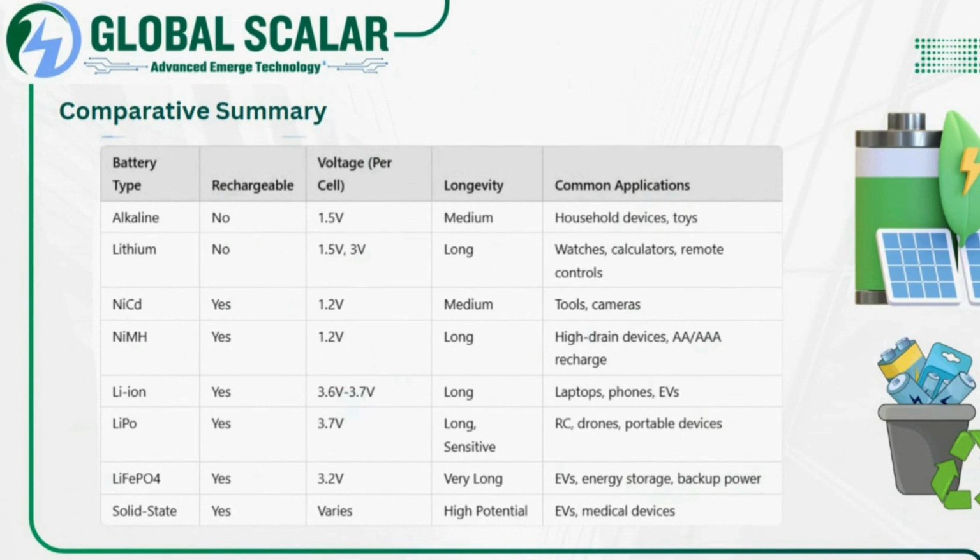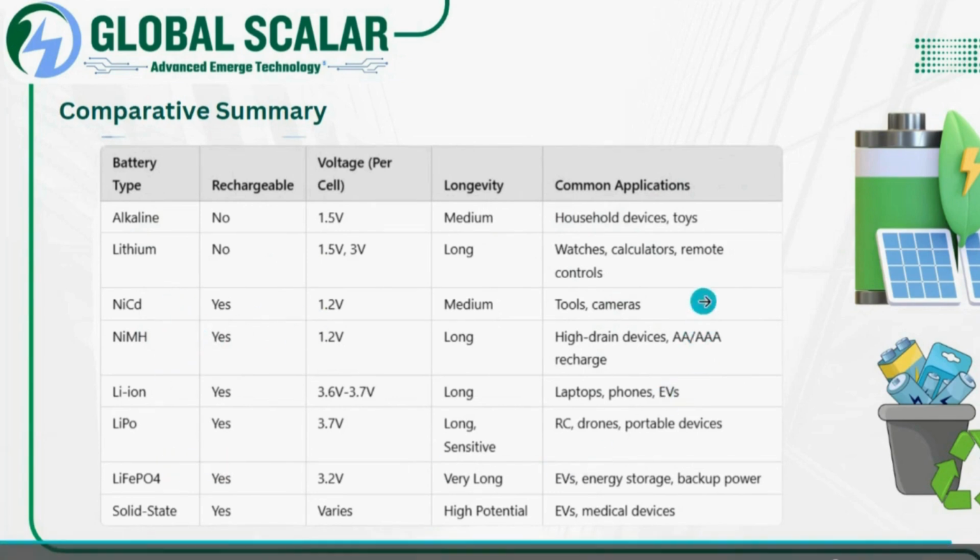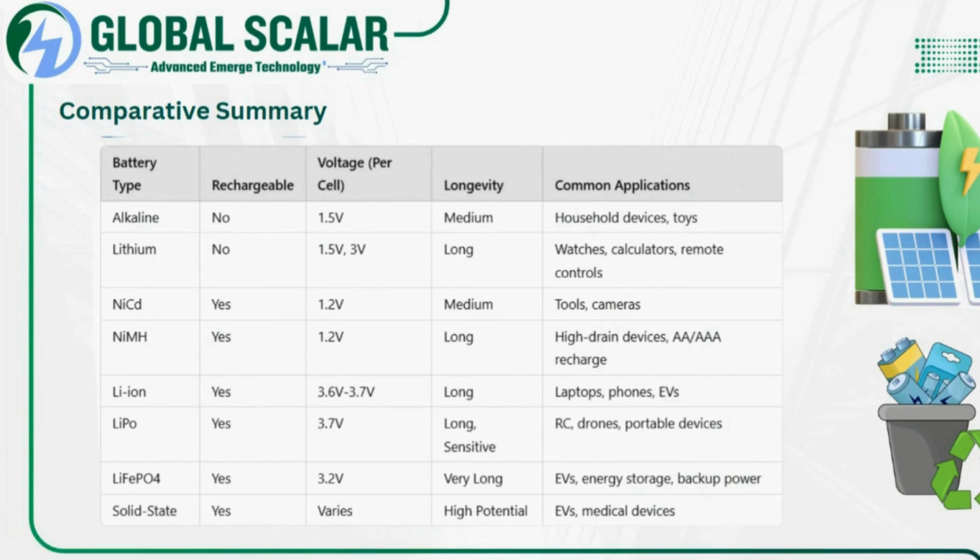You can see that alkaline and lithium batteries have some hours of use: once you start using them, they will be used to some extent and then drained. These are the common applications: alkaline and lithium are used for watches, calculators and remote control household devices. Other batteries are used for cameras, laptops, drone systems and medical devices, where you need repeated reuse. So this is how we use batteries in real time.